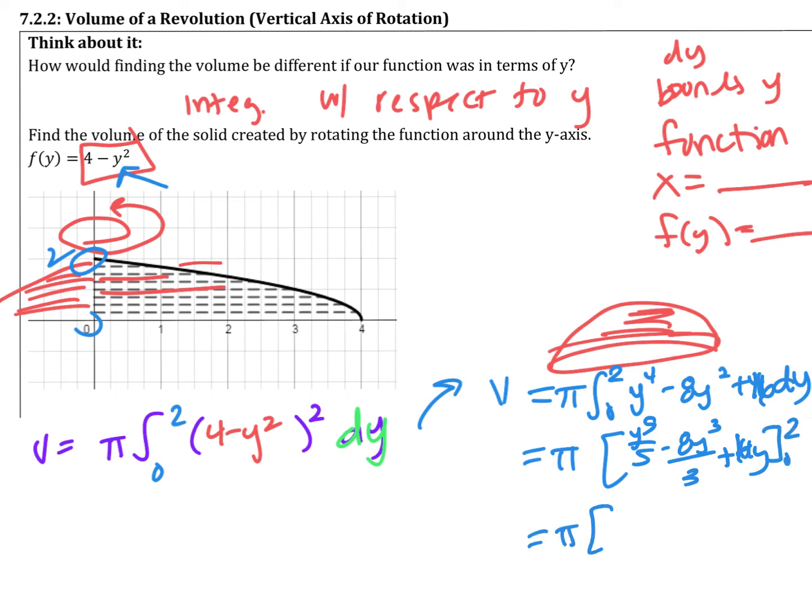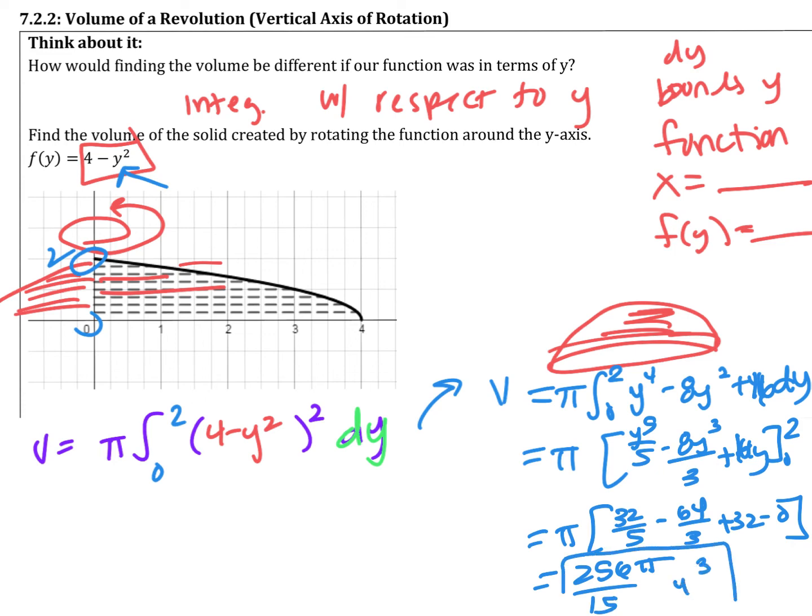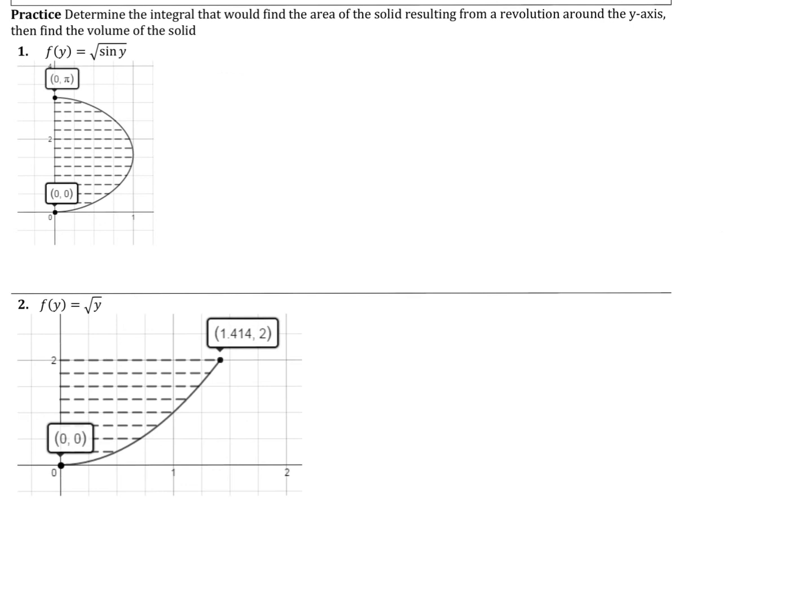And if we plug in the bounds, 32 over 5 minus 64 over 3 plus 32 minus 0. And then again, I'm going to jump to the common denominator and combining like terms, 256 pi over 15 units cubed. So we're going to work through just 2 more examples where we're rotating around y, and then that really is our intro, our first lesson on volume created by rotating a function around the x or y axis.